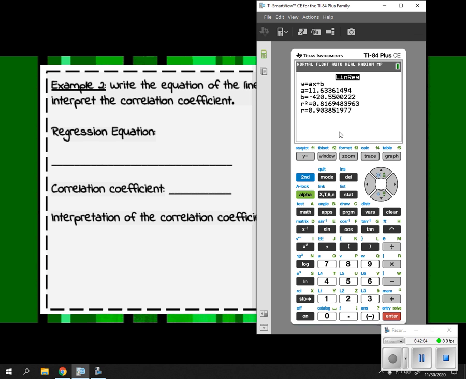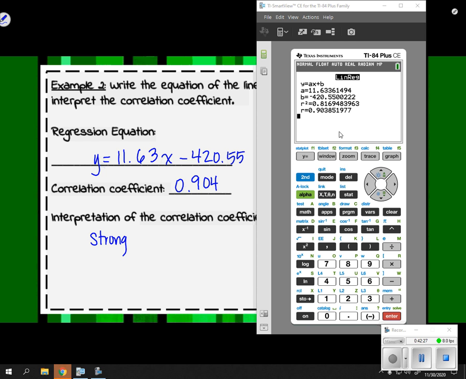So we've got y equals 11.63x minus 420.55. And our correlation coefficient is 0.904-ish. And so what does that mean? Well, that's really close to 1, right? So that means that it's strong. It's a positive number, so it's a positive. If it was a negative, this 0.904 would have been negative. So it's a strong positive linear correlation.